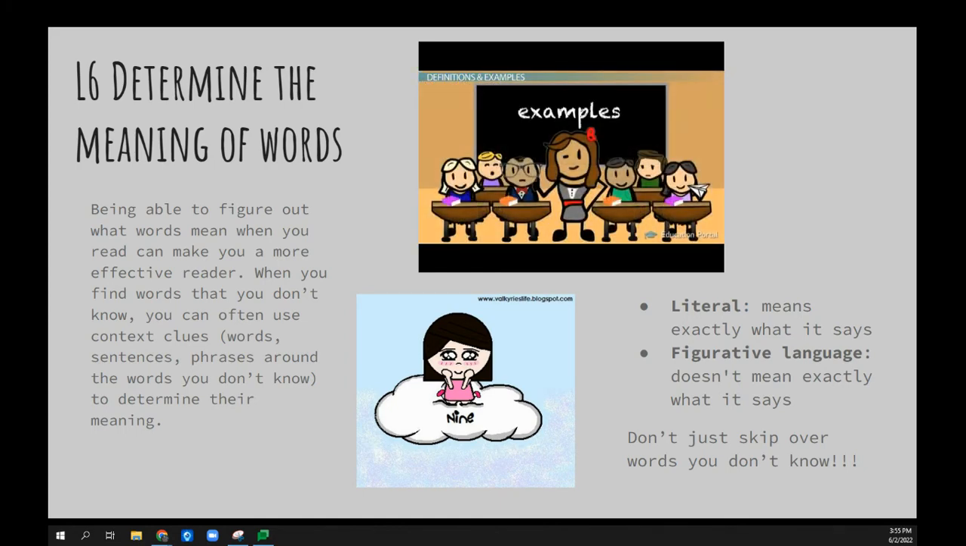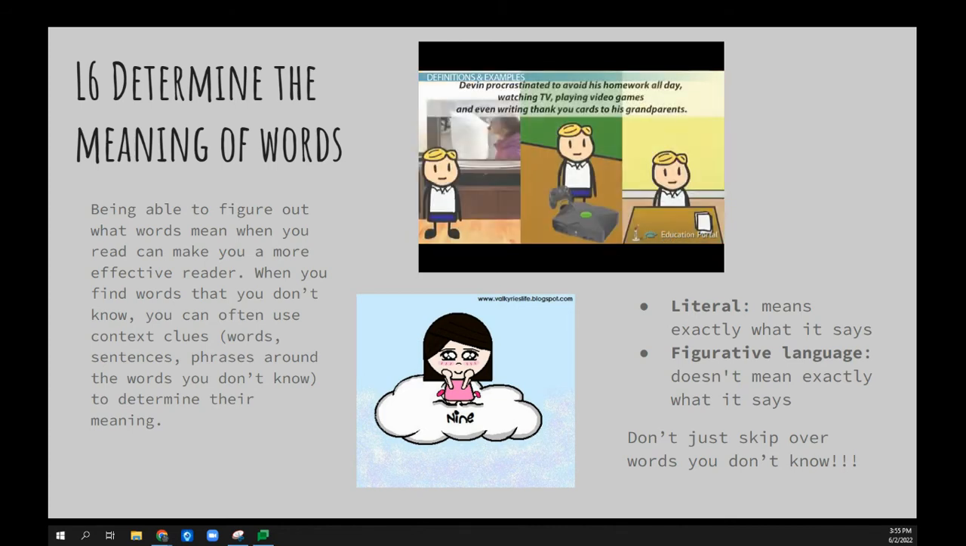Other times you'll see examples that help explain the word in question. This is very similar to finding the definition. Look at this sentence. Devin procrastinated to avoid his homework all day, watching TV, playing video games, and even writing thank you cards to his grandparents. What does procrastinate mean? This time, it's not defined elsewhere in the sentence, but we do have examples of what it means. We know that watching TV, playing video games, and writing thank you cards are all forms of procrastination. If Devin should be doing his homework, but he's doing these other things instead, then procrastination must mean delaying or putting off. Now those examples helped us figure it out.